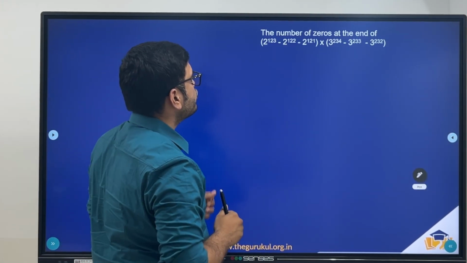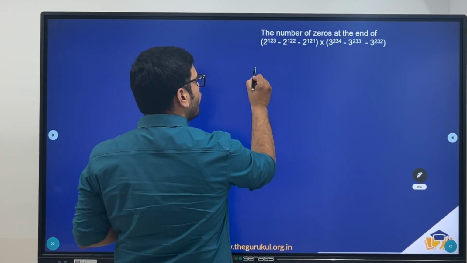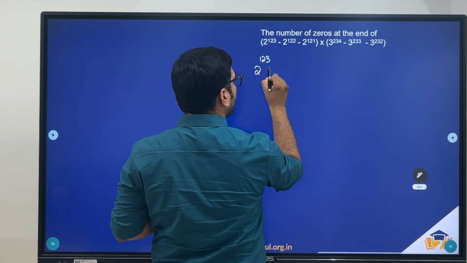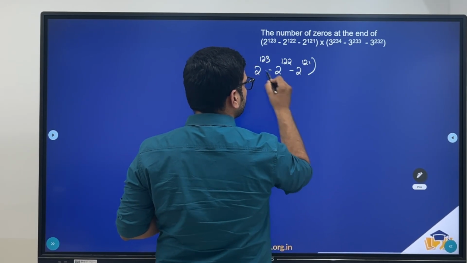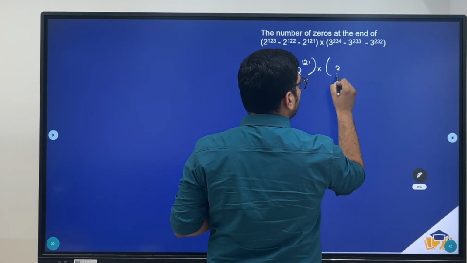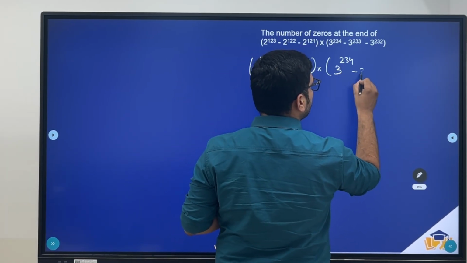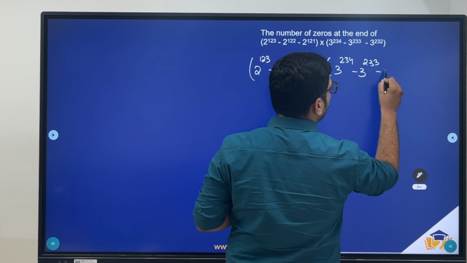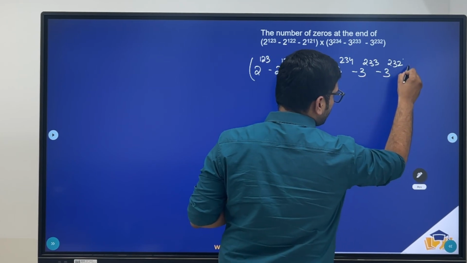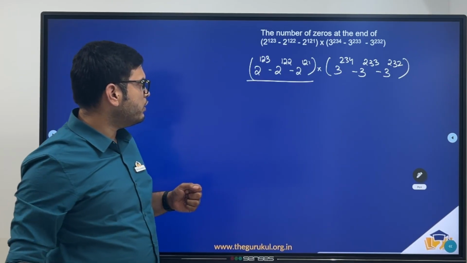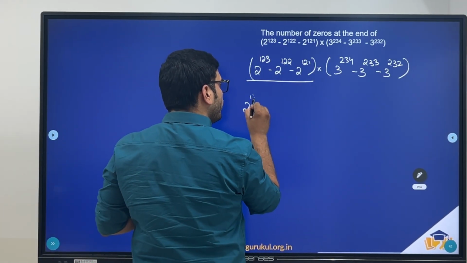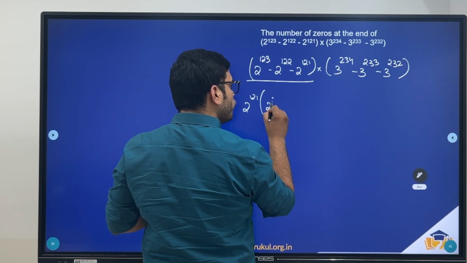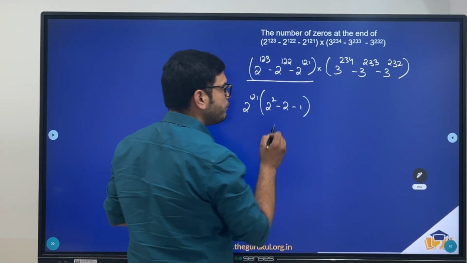Now coming to the first question, the number of zeros at the end of (2^123 - 2^122 - 2^121) into (3^234 - 3^233 - 3^232). Now from the three terms, I can take 2^121 common. So if I take 2^121 common, you will be left with 2^2 - 2 - 1.